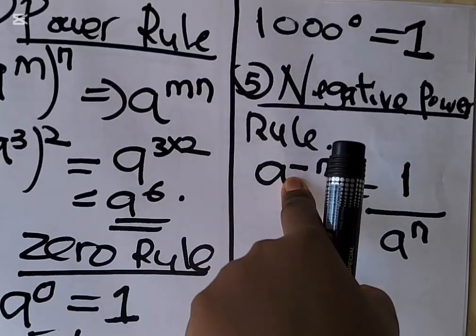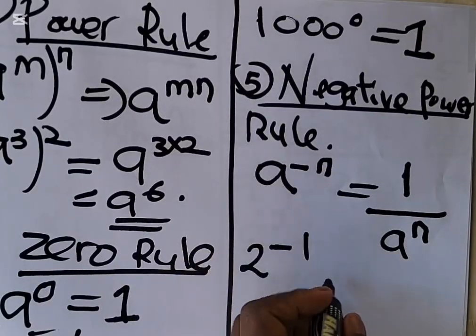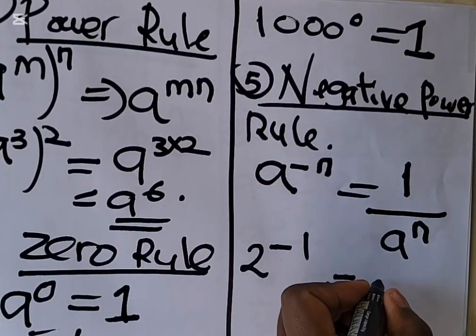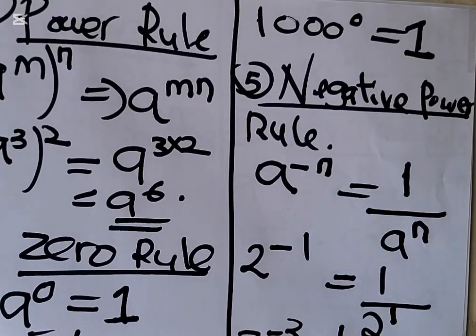You remove the negative sign on the power. Even if it is 2 raised to negative 1, this simply is 1 over 2 raised to 1. Or let's say we have another number like 3 raised to negative 3. This simply is 1 over 3 raised to 3. I hope we are together.